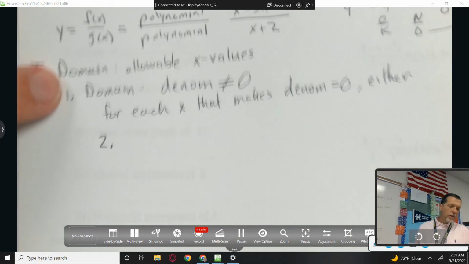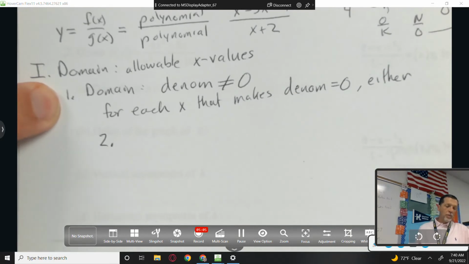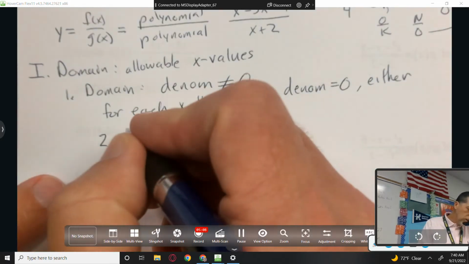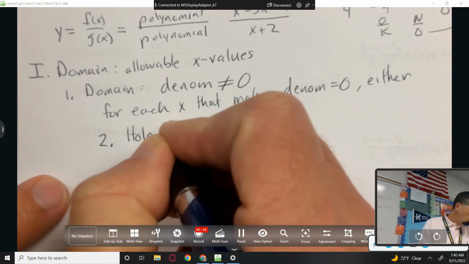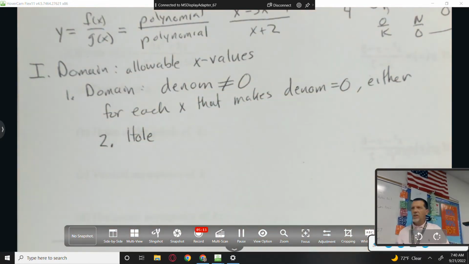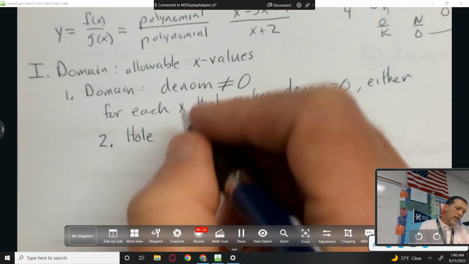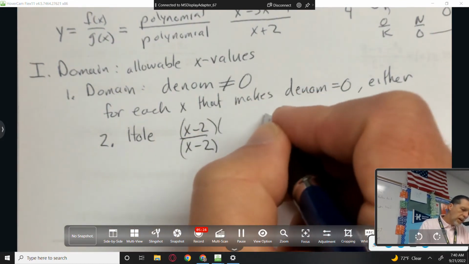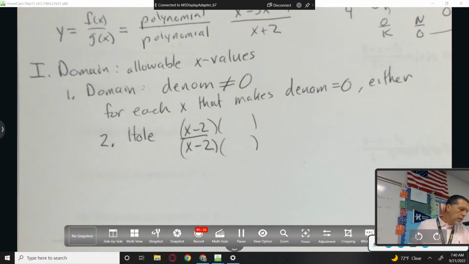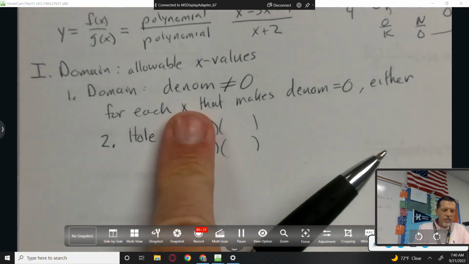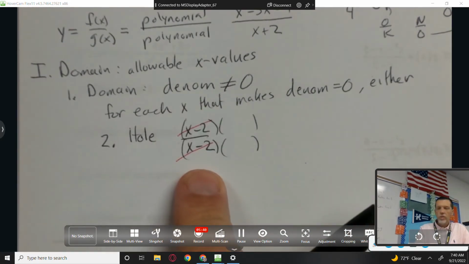Everything you list as a domain problem is either going to be relisted as a hole. Do you know what makes a hole? I don't know if you've done this before. If the top and the bottom cancel, if there's a factor of the top that matches a factor of the bottom, and who knows, there's probably other stuff as well. But if a factor cancels, it makes a hole. Easy way to remember that is it sort of makes a hole in the equation. Like you canceled stuff out, you're missing something, there's a hole there.